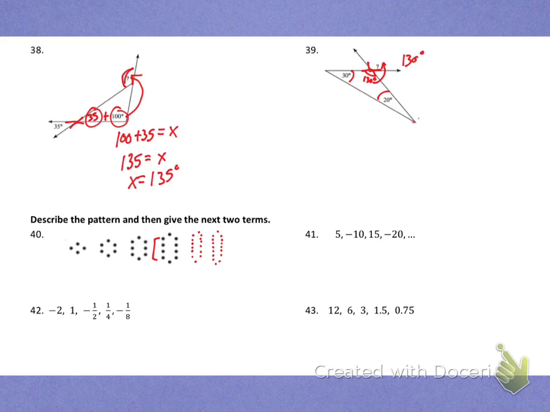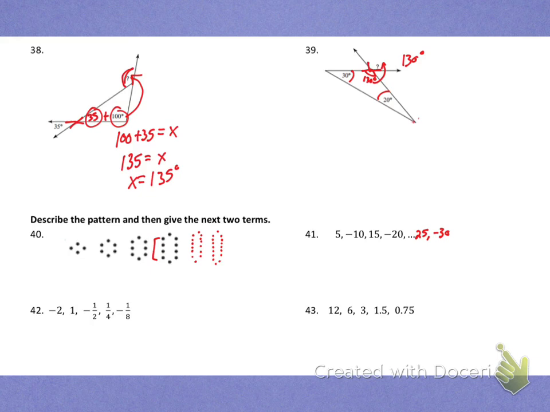Then we have 5, negative 10, 15, negative 20. So my next one would be a positive 25, and then I have a negative 30.